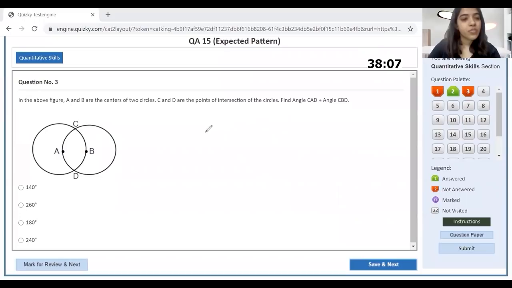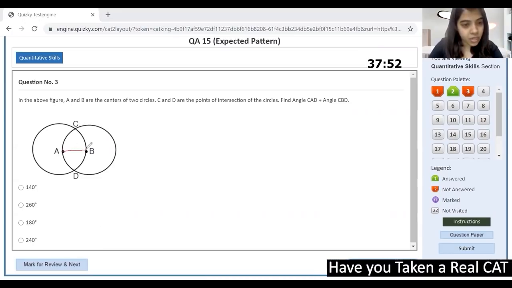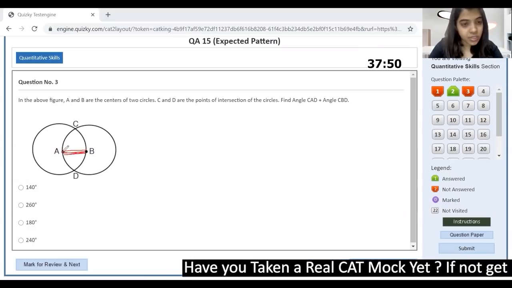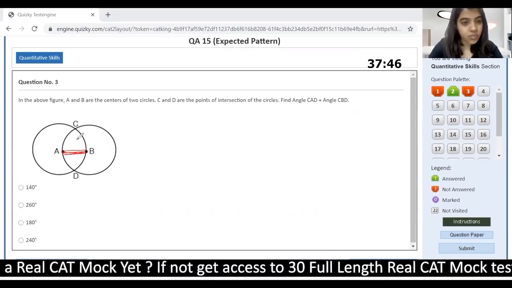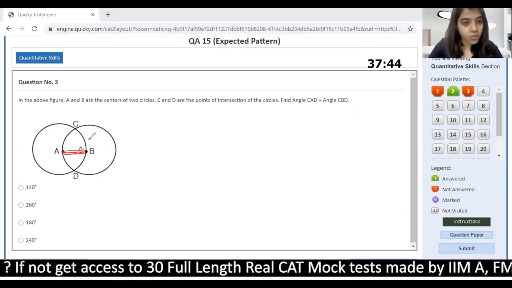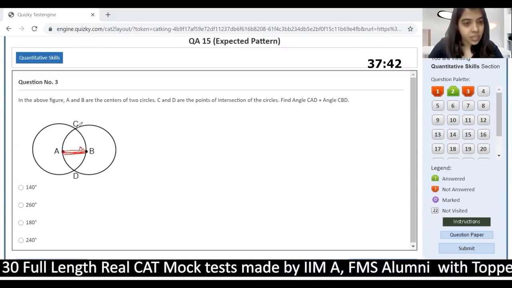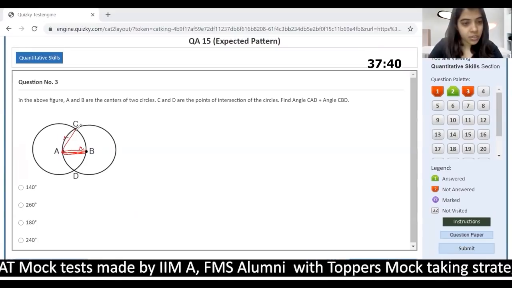Right, so in the figure, A and B are the centers of two circles. C and D are the points of intersection of the circles. They're asking us for angle CAD plus angle CBD, right? So let's consider this figure. If these are the two centers, then these two circles have equal radii, which is assumed equal to R, and this again is R.